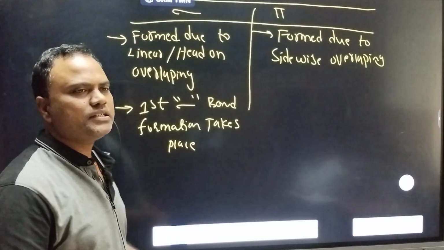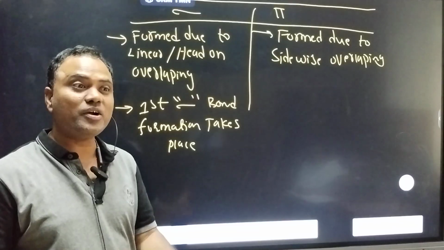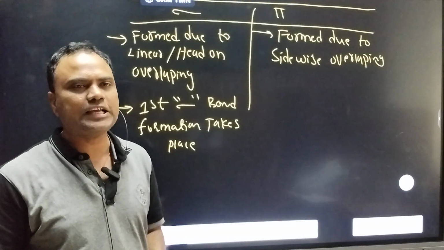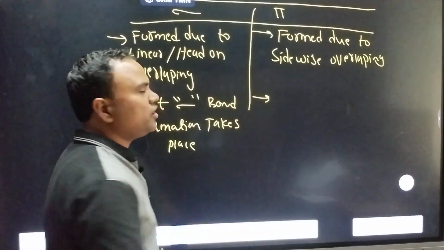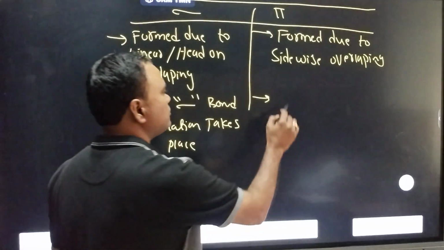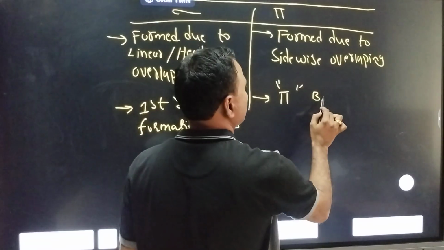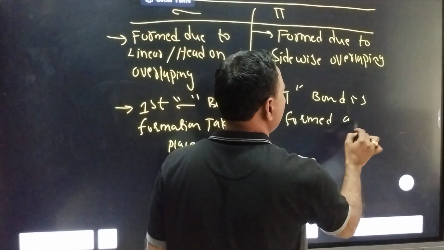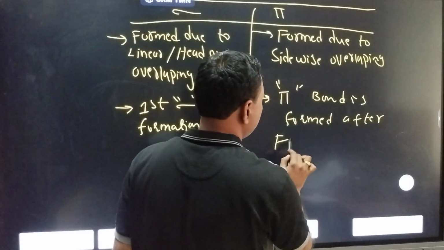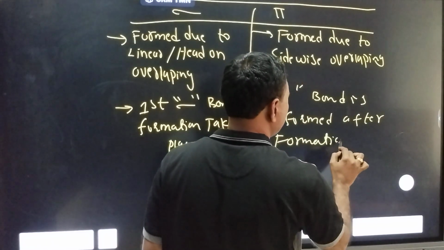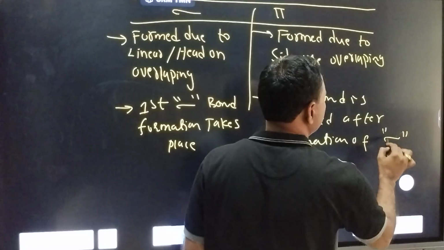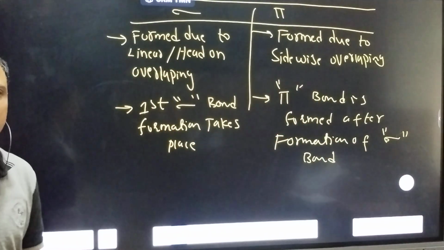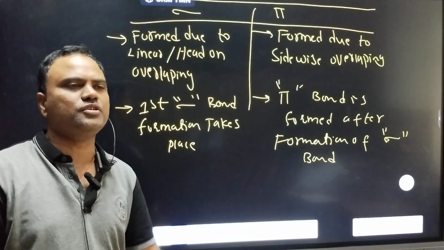Sigma bond can exist independently. Yes or no? Yes. First sigma bond formation takes place, so sigma bond can exist independently. But pi bond is formed after formation of sigma bond only. So pi bond does not exist independently. It exists always along with the sigma bond.